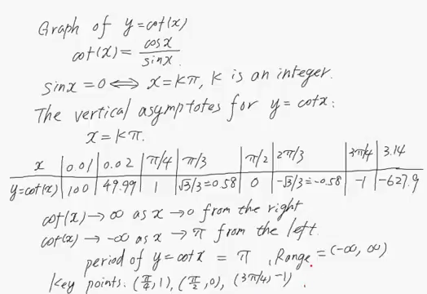The fundamental cycle is from 0 to pi. Now, with all those ordered pairs and all those properties about the cotangent function, we can draw the graph of the cotangent function.